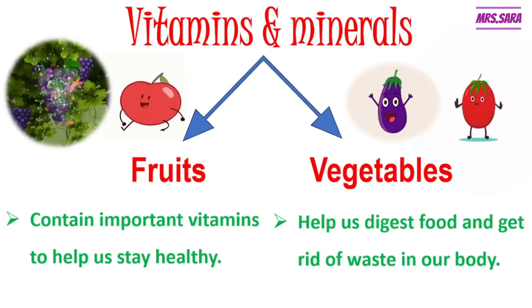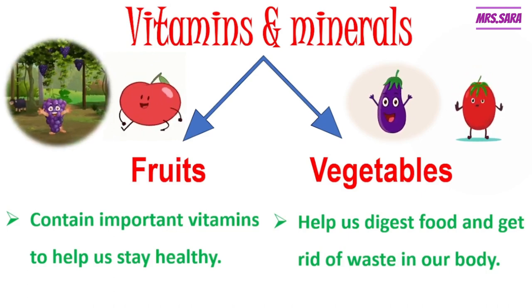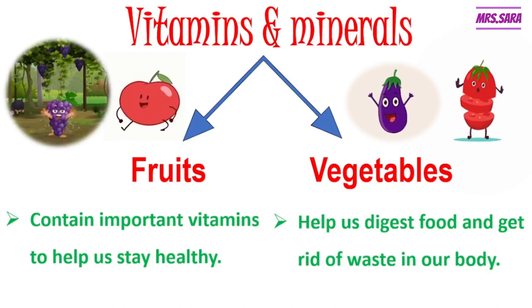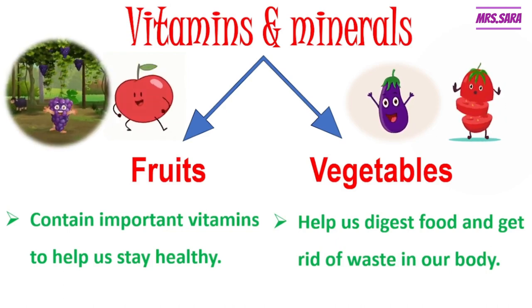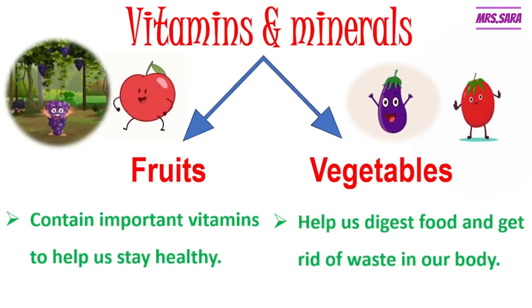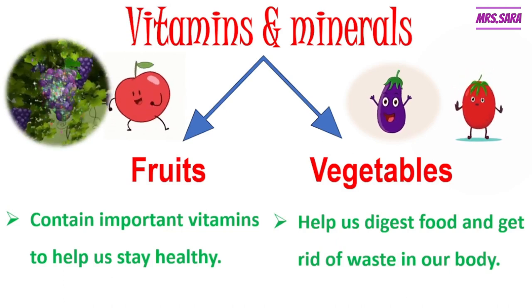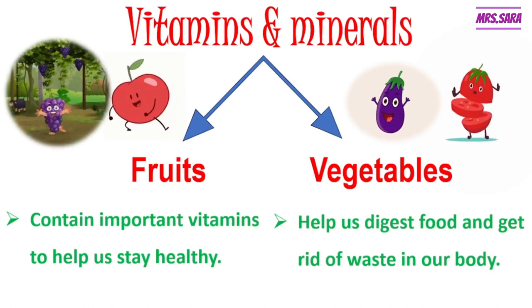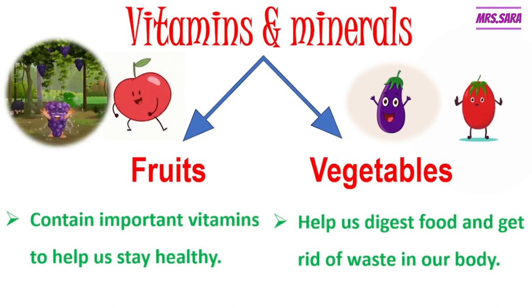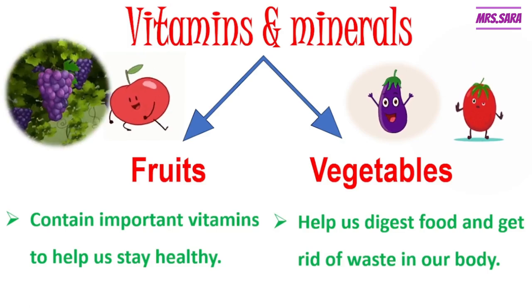What is the meaning of digest food? When you eat the food, Primary 2, it becomes smaller and smaller and smaller in our stomach. This is the meaning of digest. So vegetables help us digest our food and get rid of waste material, or the bad material that we find in our food. So we have vitamins and we have minerals. They are divided into fruits and vegetables. Fruits contain important vitamins that help us to stay healthy. Super. And vegetables help us digest our food and get rid of wastes in our body.